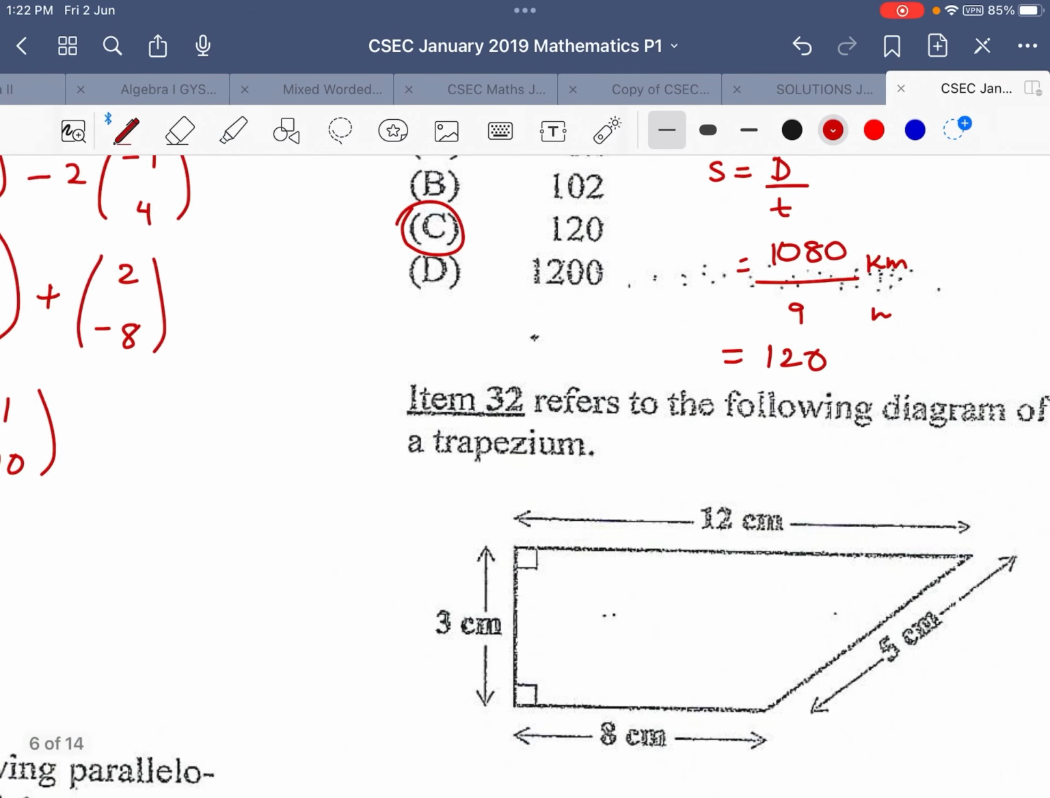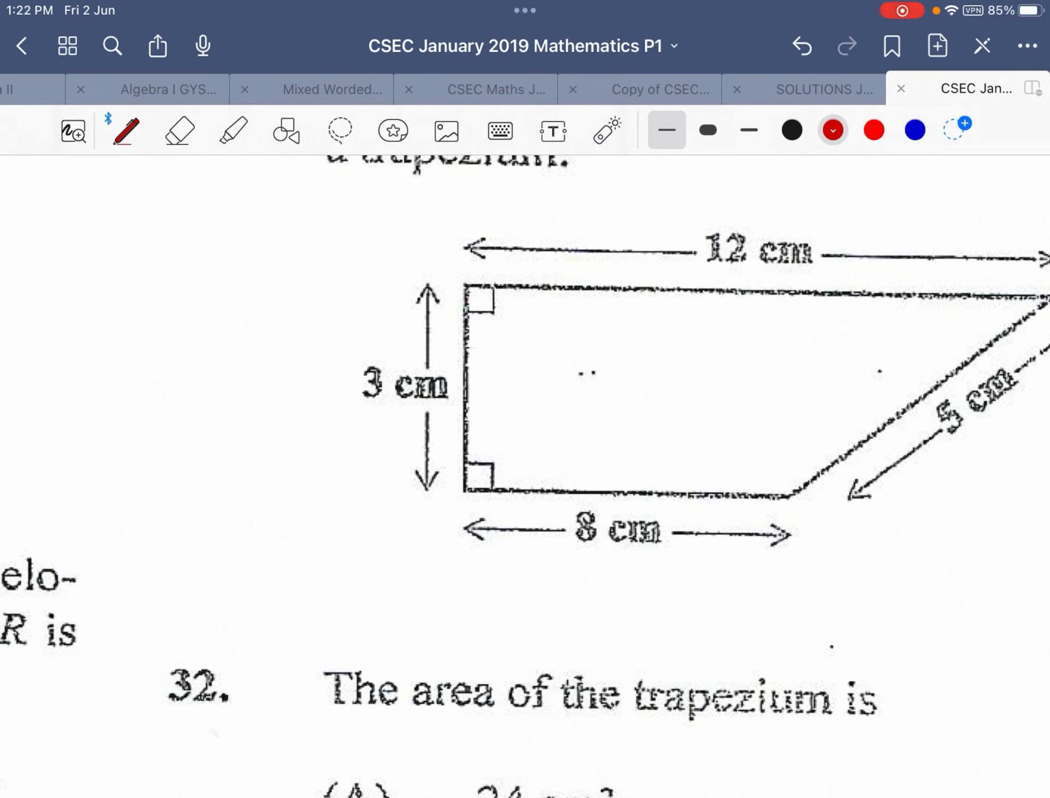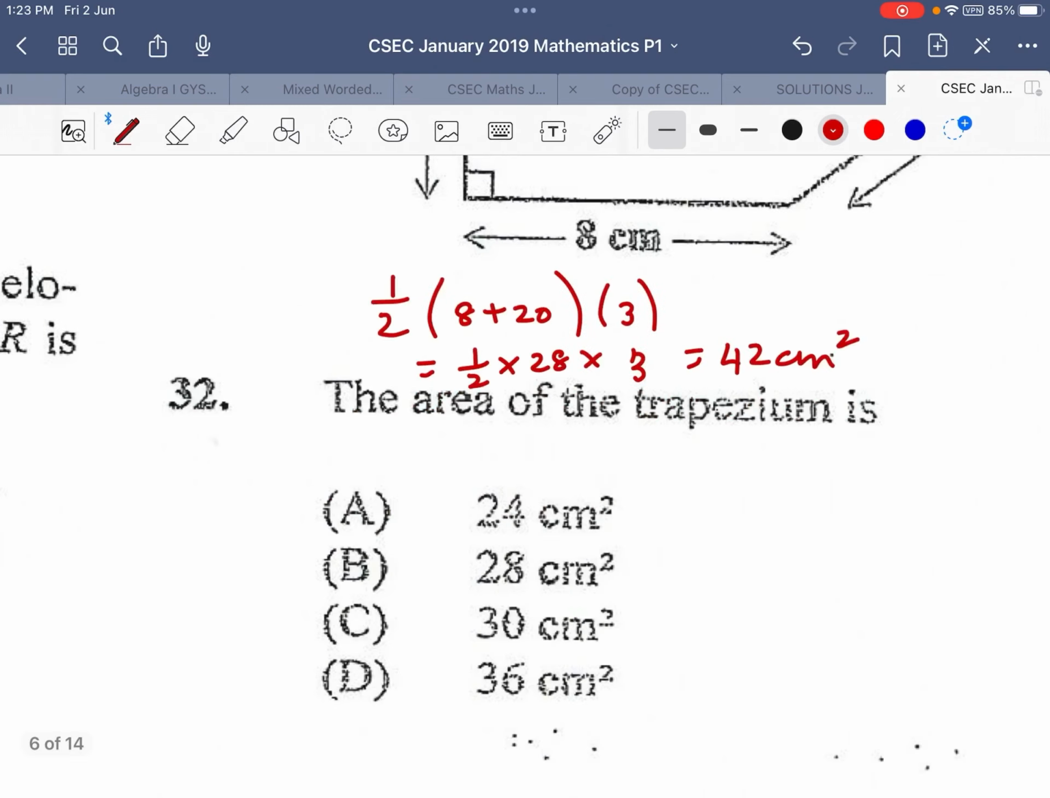Item 32 refers to the following diagram of a trapezium, and they ask what is the area of the trapezium. So the area of the trapezium is going to be the sum of these perpendicular sides by 1/2 by the height. Right, the sum of the parallel sides, not the perpendicular sides, and the height is the perpendicular height. Okay, so we're going to have 1/2 times 8 plus 20 multiplied by 3. That's going to be 1/2 of 28 multiplied by 3. That's 14. 1/2 times 28 is 14, and 14 times 3 is 42 centimeters squared.